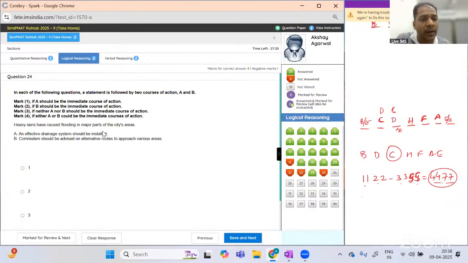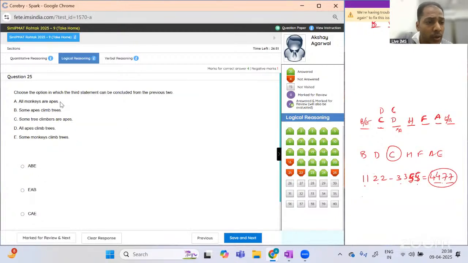Heavy rains have caused flooding in major parts of the city's areas. Okay, commuters should be advised on alternative routes. Yeah, B should be the immediate course of action. Effective drainage system would take time. Answer should be option B. B should be the immediate course of action.